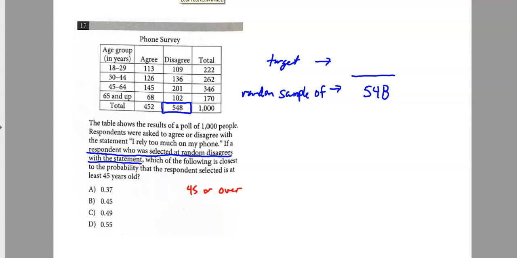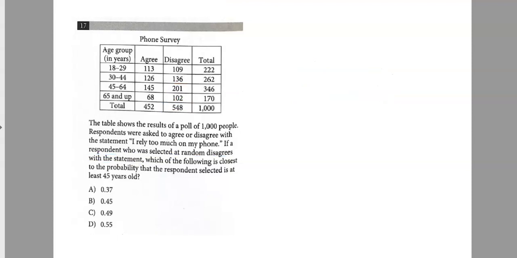So on the chart, the 45 and up people would be these people right here, because we're only looking at people that disagreed. So that would be 303 people out of the 548. And when you divide that out with your calculator, the answer is D. All right, so be careful. A lot of people would accidentally divide by 1,000. You don't want to do that, so just watch out.